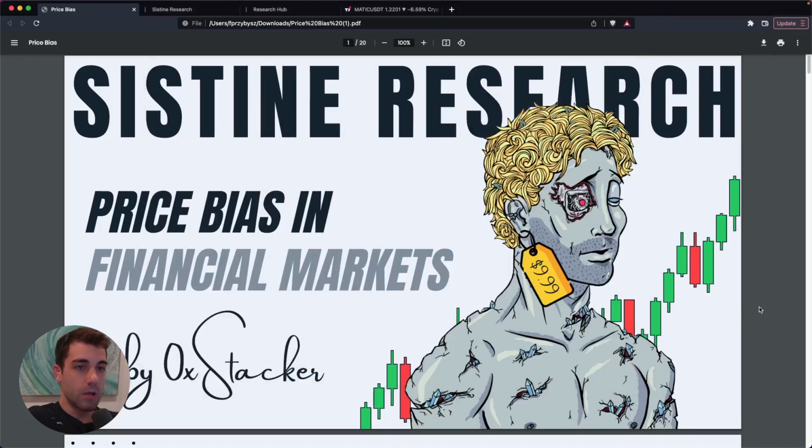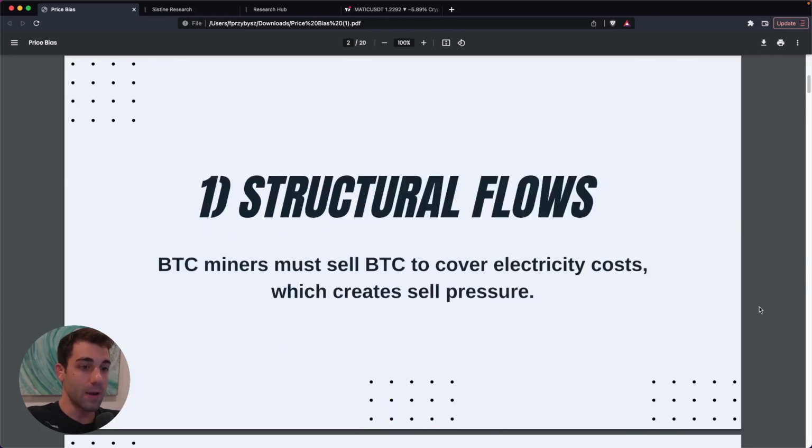All right, today we're going to be talking about price bias in financial markets. So, why do we even care about price bias in financial markets? Well, it's because it is a variable that can affect the price of an asset. And anytime we can isolate a variable that affects the price of an asset, we can make better decisions.